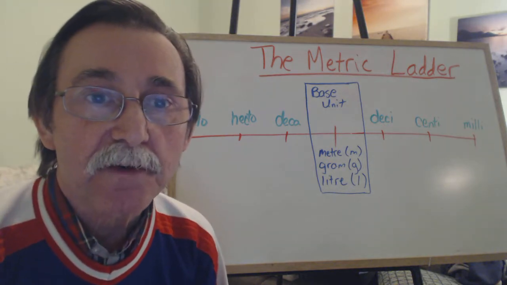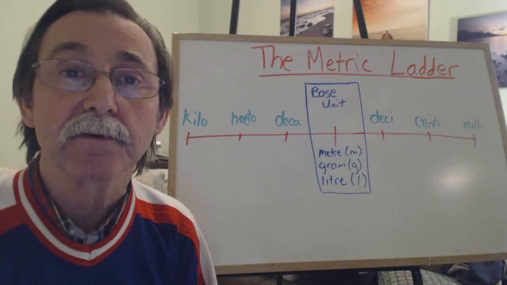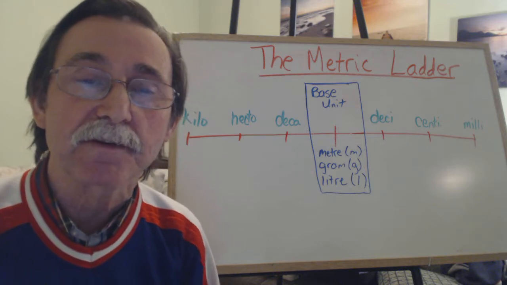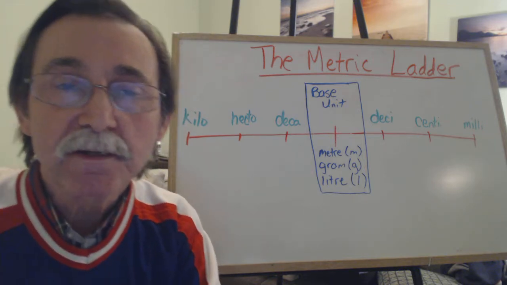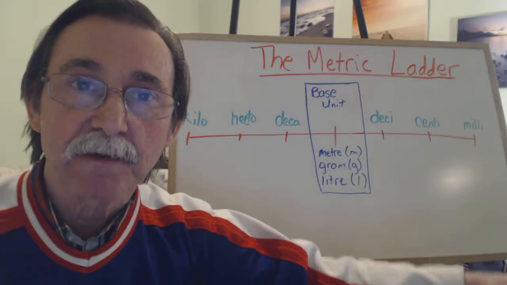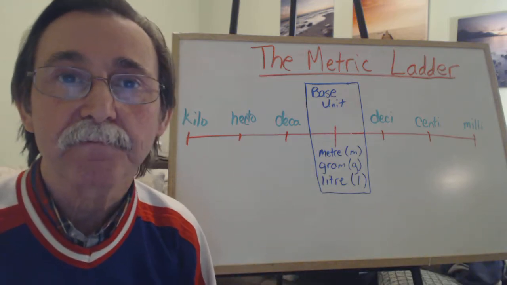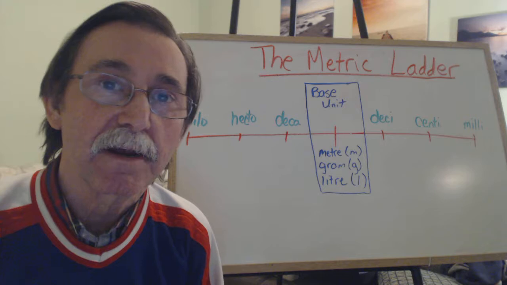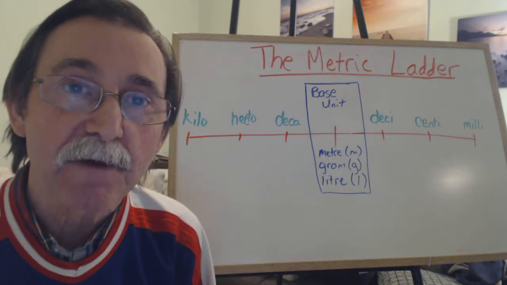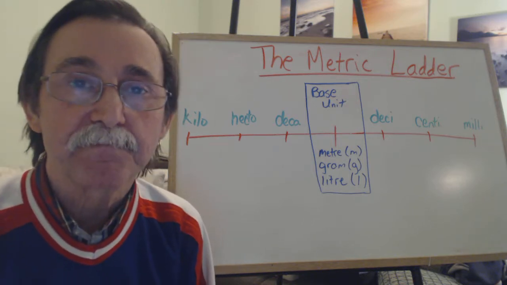So, what is our topic today? Well, the topic today is the metric ladder. And the metric ladder is a tool that we use to convert one unit inside the metric system into another unit in the metric system. For example, you might hear milligram. Well, how many grams is a milligram? Or how many milligrams is a gram? Or how many centigrams or kilograms or all those sort of things.